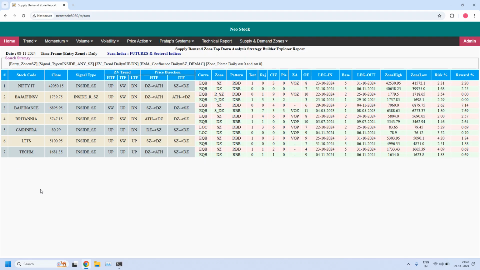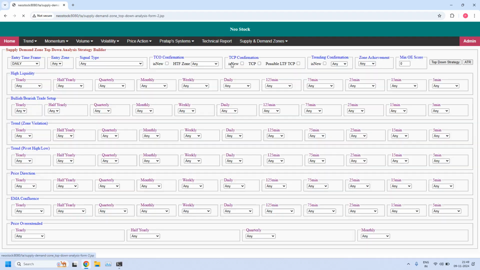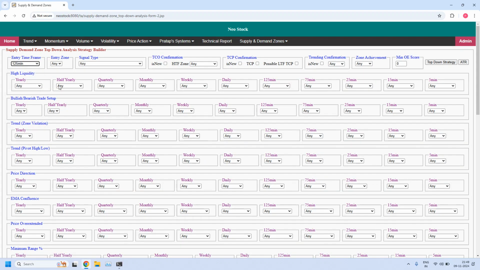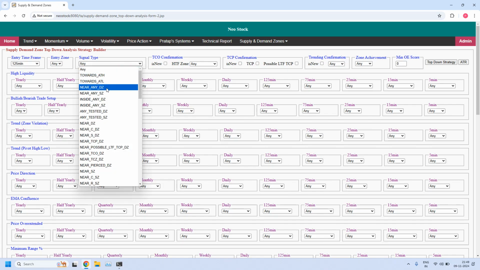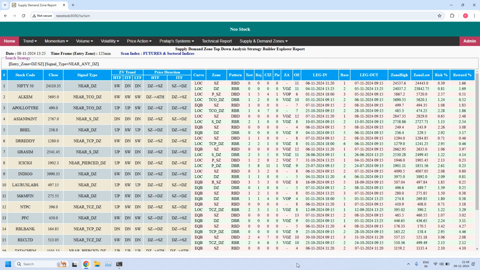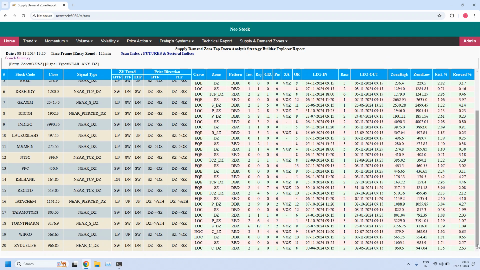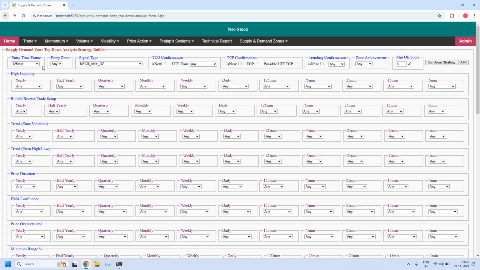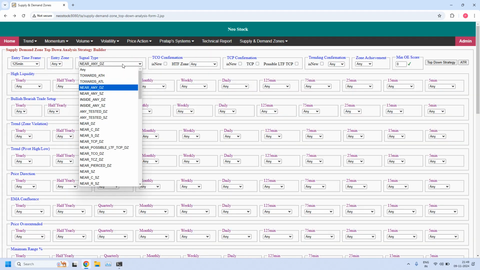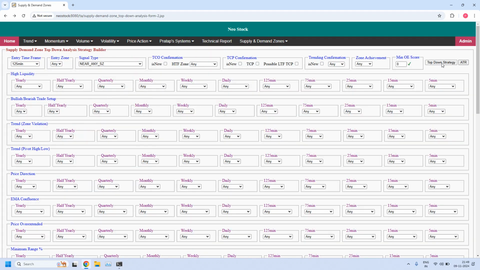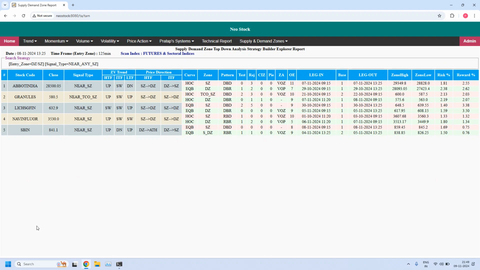So this is about the daily time frame. Next time frame is 125 minutes. Let's find the stocks near the 125 minutes demand zone. I'm scrolling the list down. So total 20 stocks are filtered near the 125 minutes demand zone. Okay, next for 125 minutes time frame, let's find the stocks near the 125 minutes supply zone. 5 stocks are filtered.